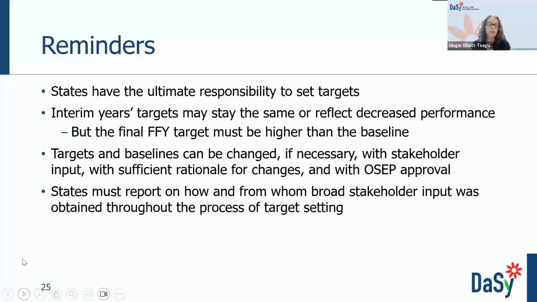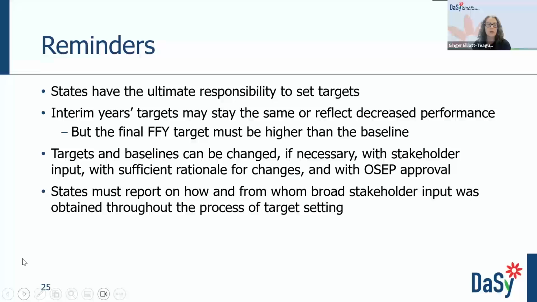And baselines can change, but can be difficult. OSEP occasionally will decline a baseline change depending on the circumstances in the state. So it's important to just recognize that those do have to be approved. And so be sure to work ahead if you want to change your baselines related to your indicators.